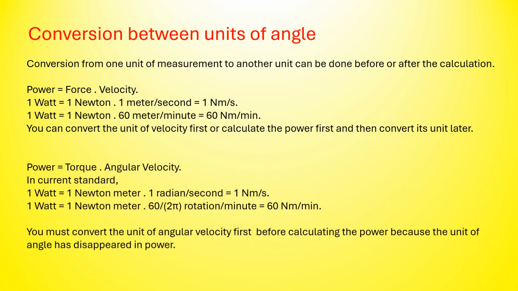Power equals torque times angular velocity. In current standard, 1 watt equals 1 newton meter times 1 radian per second, which is equal to 1 newton meter per second. 1 watt equals 1 newton meter times 60 divided by 2 pi rotation per minute, which is equal to 60 newton meter per minute. You must convert the unit of angular velocity first before calculating the power because the unit of angle has disappeared in power.